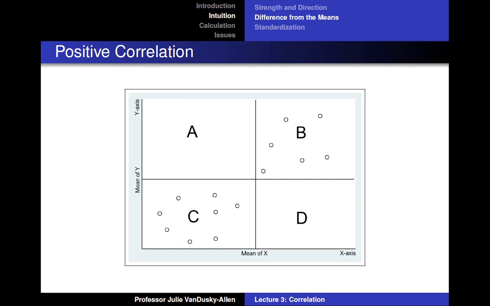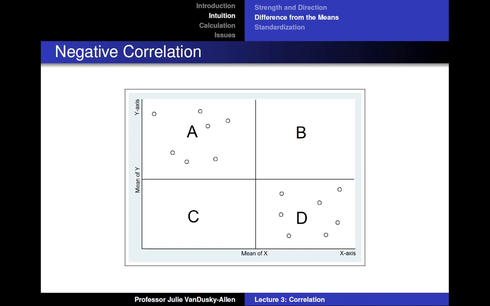When there's a positive relationship between x and y, when an observation is below the mean of x, it is below the mean of y. In addition, when an observation is above the mean of x, it is above the mean of y. All observations vary from the means of x and y in the same direction.